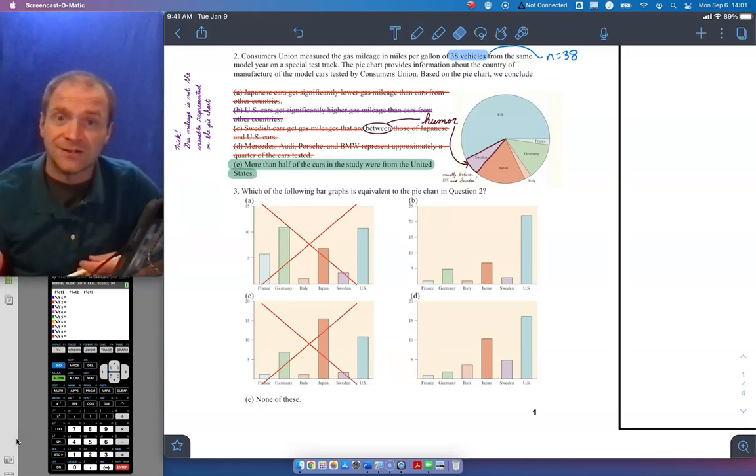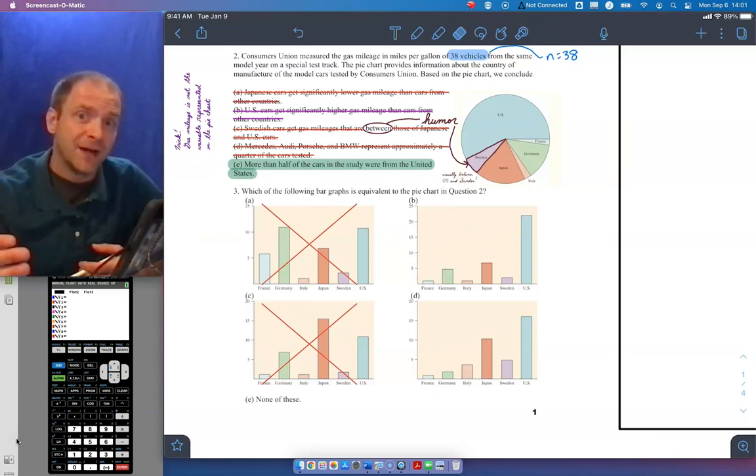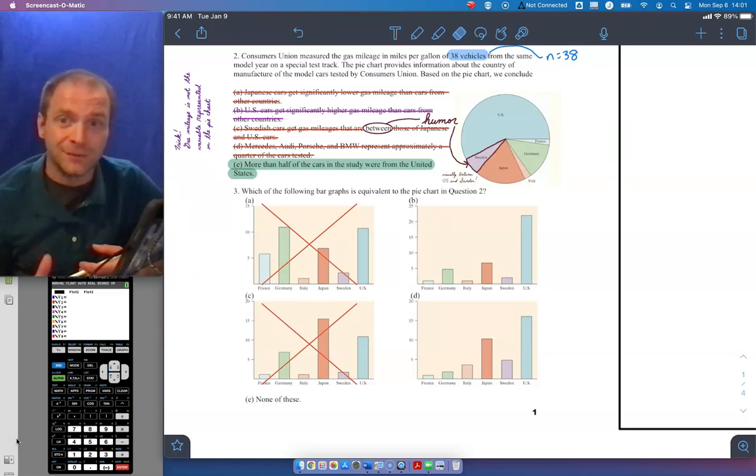The next largest slice in that pie chart is Japan. And so A is wrong, because it doesn't look like U.S. is the biggest. It looks like U.S. and Germany are the biggest, which doesn't make sense with that pie chart. And C's wrong, because it says there that Japan has the most vehicles. So that doesn't work. So now I need to figure out which is the answer.